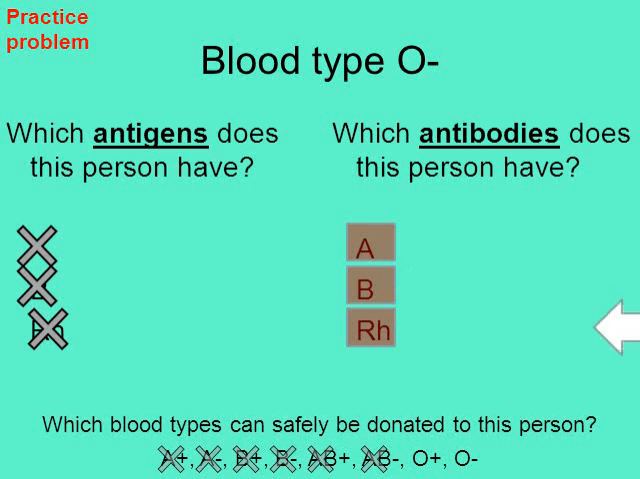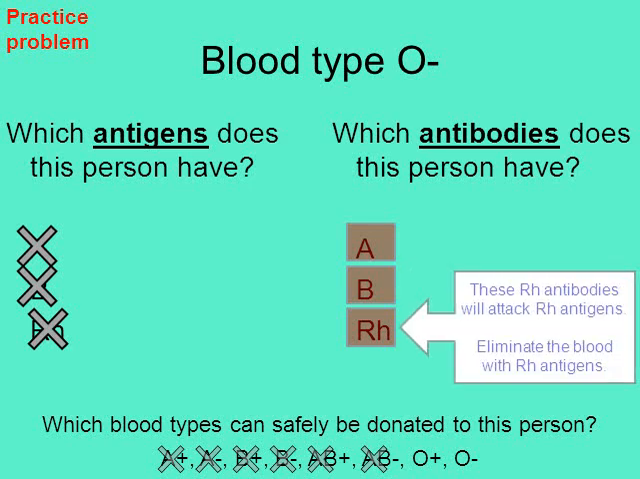We're not done yet though, because this person has a third antibody. This person has the Rh antibody, which will attack Rh antigens. Cross out any of the remaining choices that have Rh antigens. That would be positive blood. So the only one that's not crossed off, if you're O negative, you can only receive O negative.